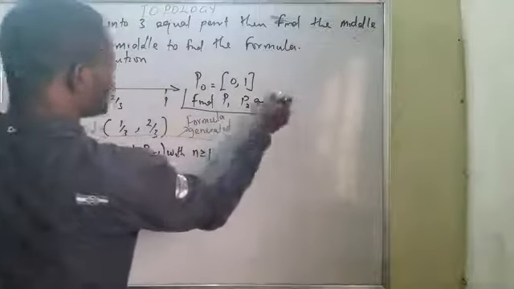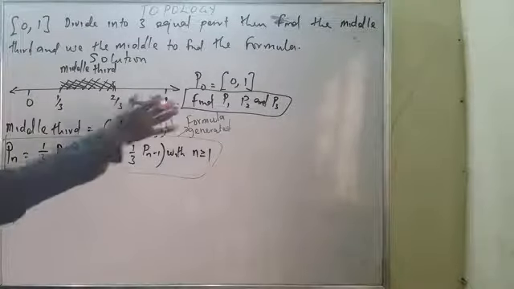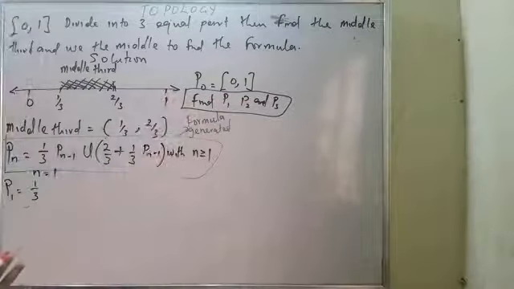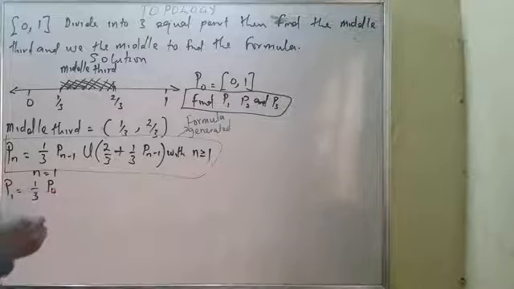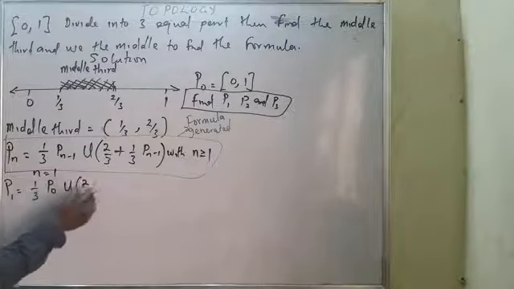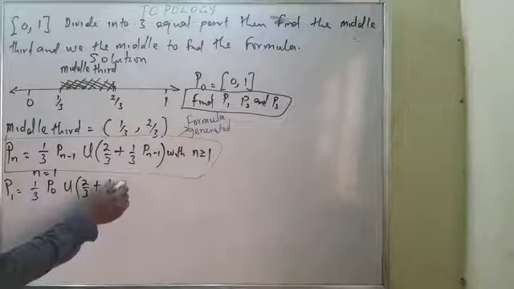Because my space is not very big and I have to do a lot of computing here, but manage with me. You will understand it. I promise you, you will understand all you need to understand about counting sets. Now, I have my P1. When my n equals 1, I have my P naught and union 2 all over 3 plus 1 all over 3 P naught.